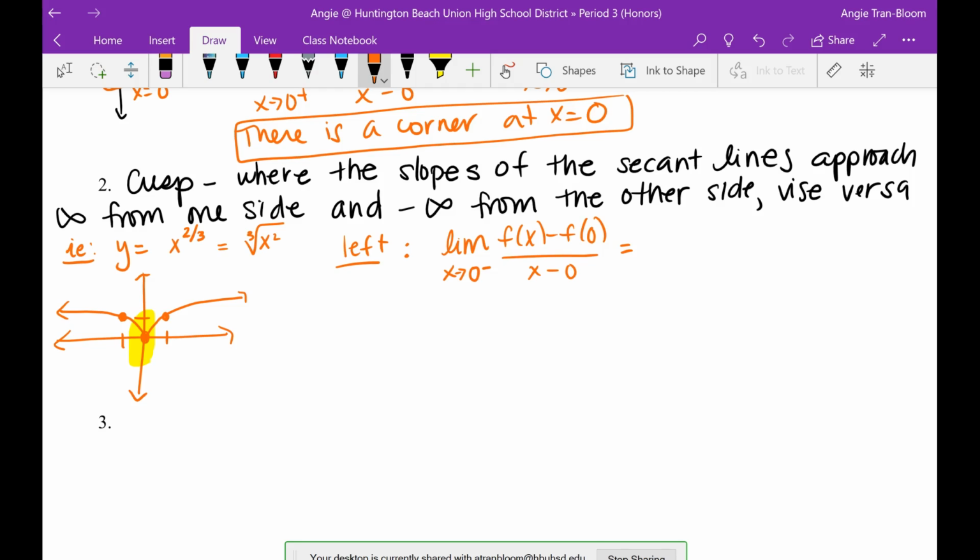All right. F of 0 is always 0, right? So, what's f of x? What are you going to use for f of x? Do you guys have 2 different functions like the absolute value earlier? No. Right, because if x is negative, it's positive. If it's positive, it's still positive. So guess what? F of x is going to be the same for either direction or either hand derivative. Okay, so x to the 2/3 minus 0 over x.